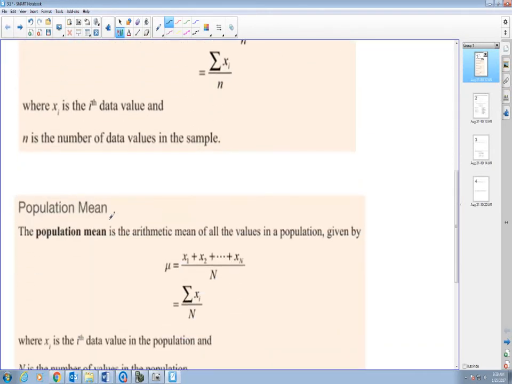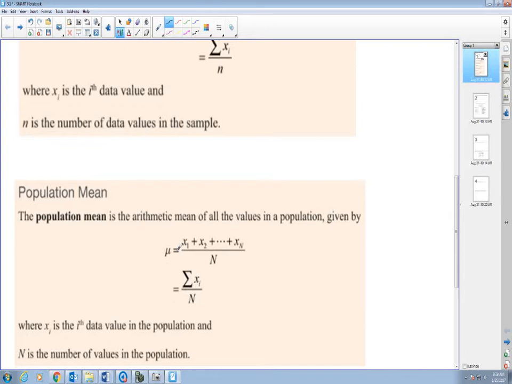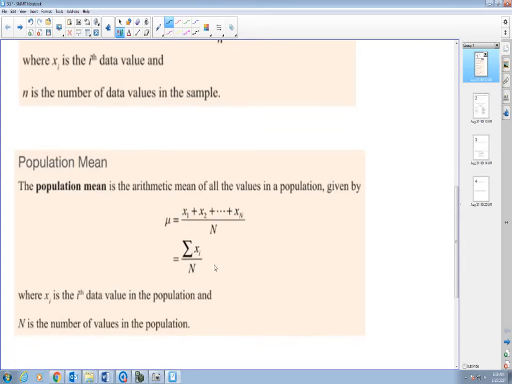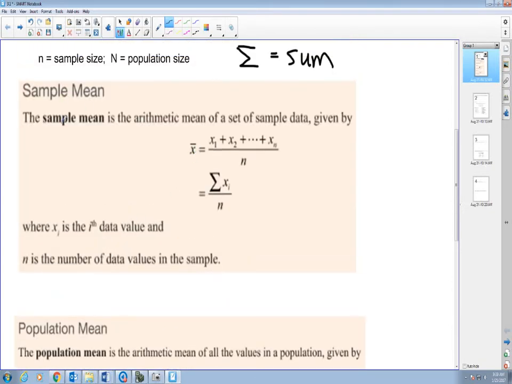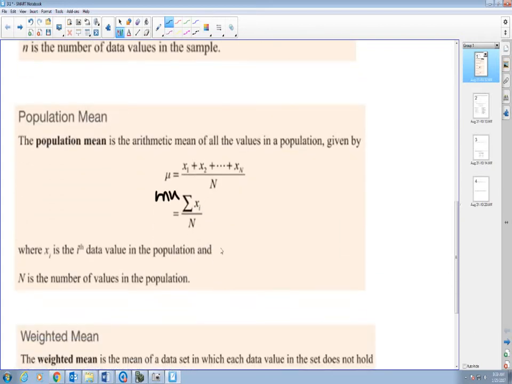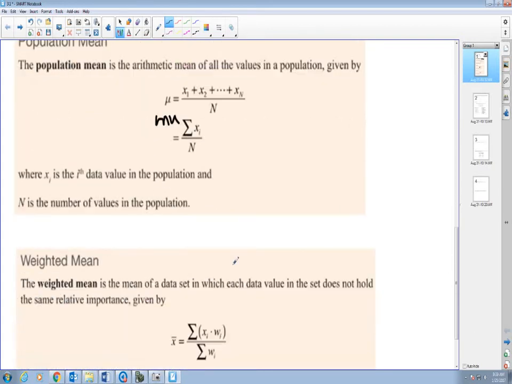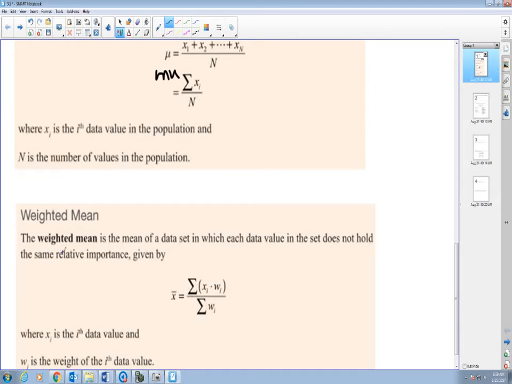To find the population mean, it's the same idea. Add up all the numbers you have and divide by the total number you added. But for the population mean, we use the letter called mu, M-U. Mu is the population mean. X bar is the sample mean. But how we find it is still the same way. Another type of mean is called the weighted mean.